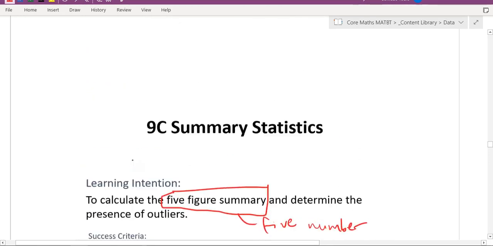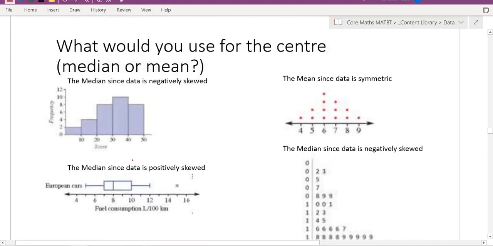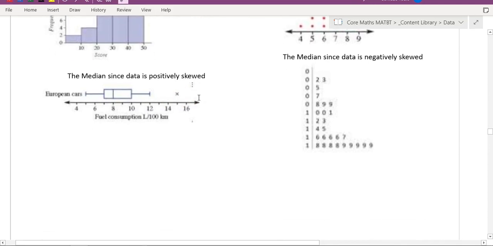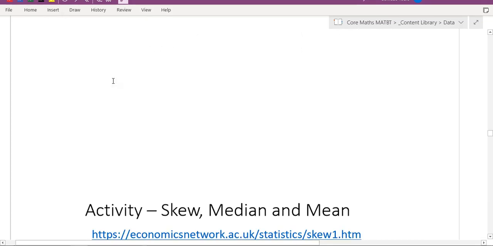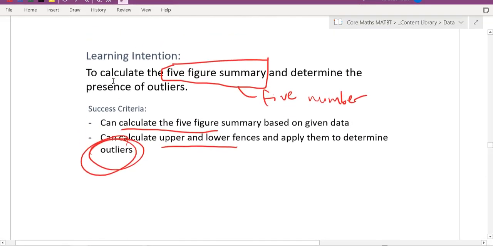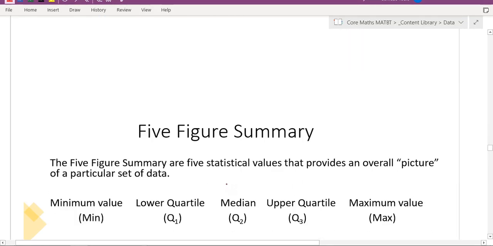So I mentioned before that the data here, if you look at the previous lesson, has an outlier. An outlier is basically a set of data that doesn't really belong to the rest of the data, or doesn't actually fit with the rest of the data. So you're going to need to be able to determine your five-figure summary, and then your upper and lower fences and your outliers. So let's get into it.